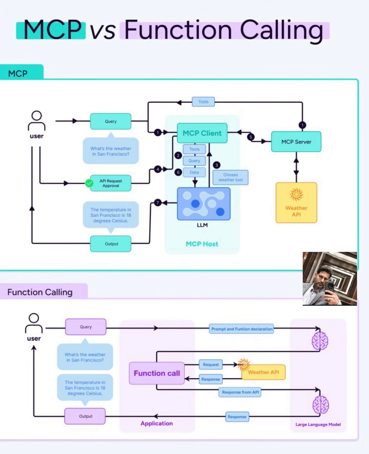Use MCP when you need robustness and control, like in enterprise settings with multiple tools and strict governance. Use function calling for simpler apps where speed and ease of integration are priorities, like a quick chatbot with a few API calls.